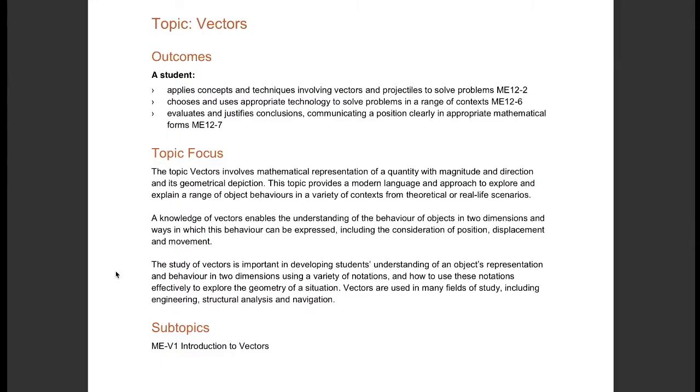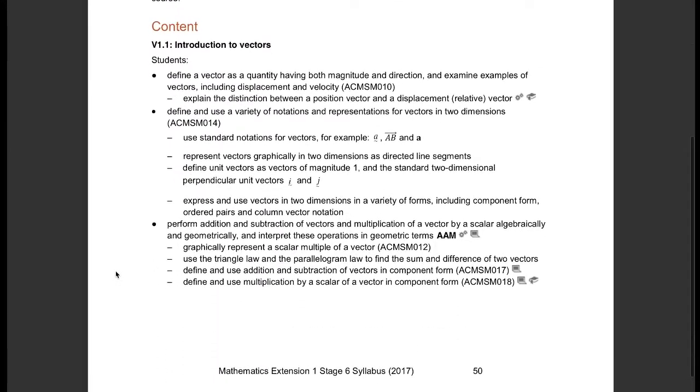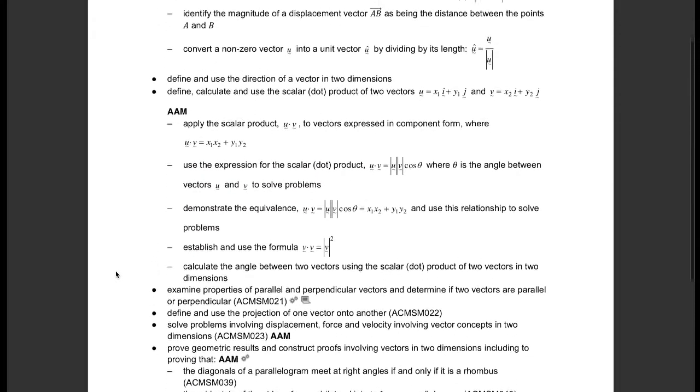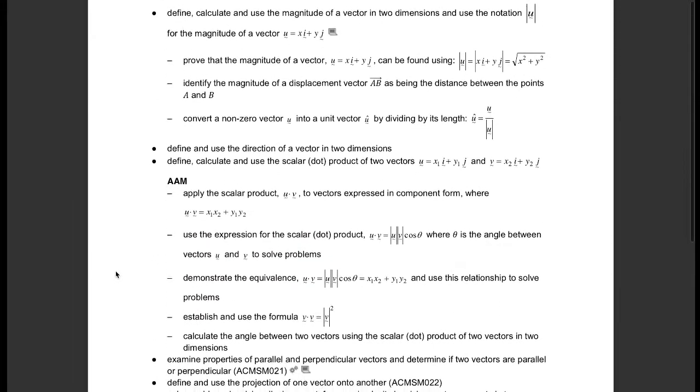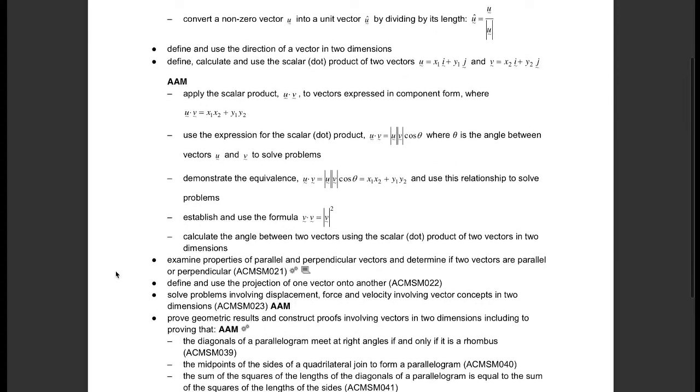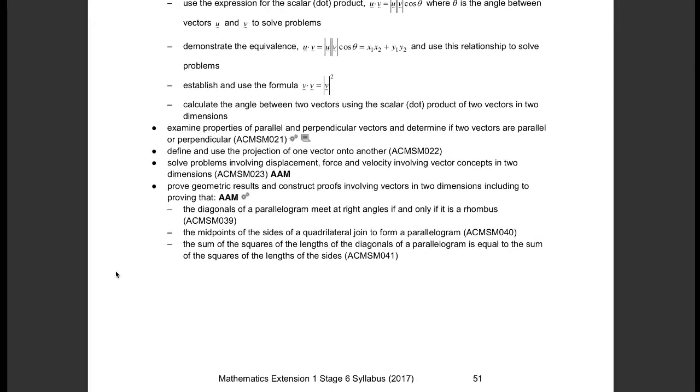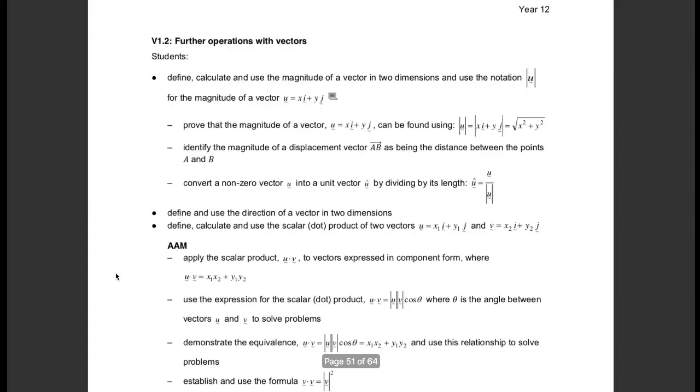The vectors topic contains an introduction to vectors. We will learn about what a vector is as opposed to a scalar. We will learn different forms of vectors and how to add them together and subtract them. We will also then use our knowledge of vectors to do dot products and find if vectors are parallel or perpendicular. In our study of vectors, we will be sticking strictly to the two-dimensional plane.